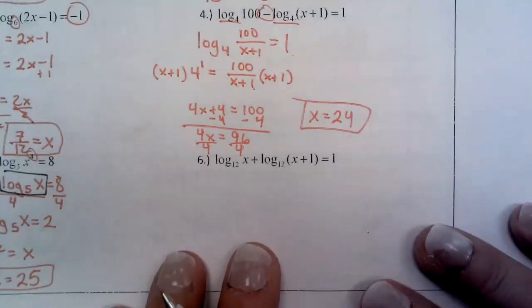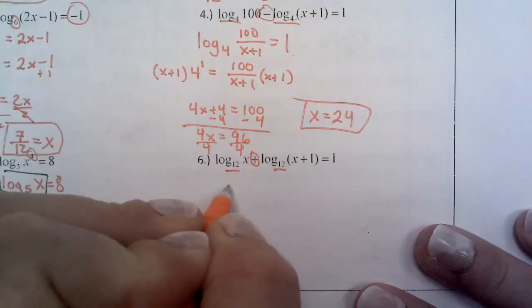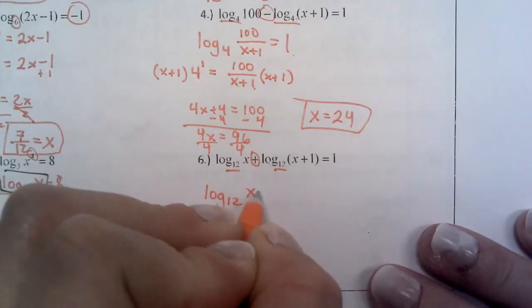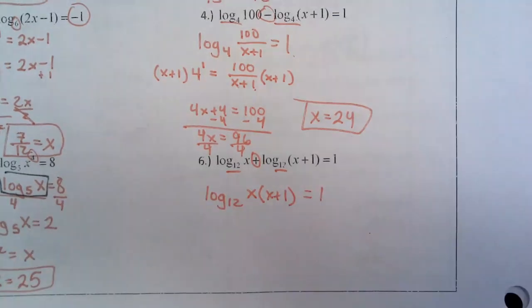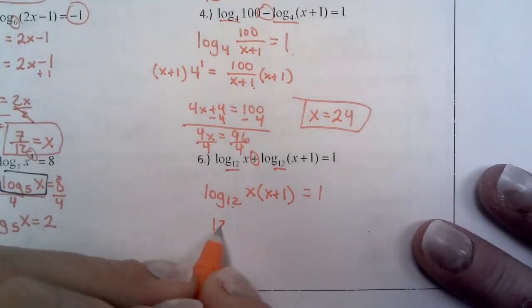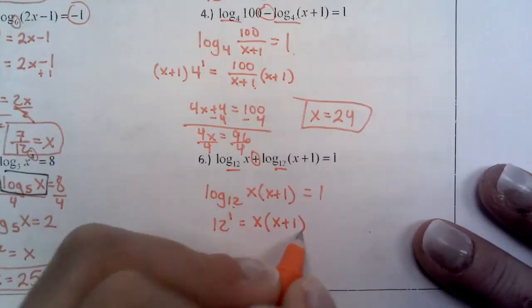Okay, and then our last one here is addition. Same base, and there's an addition sign, which means it's the same thing as x times x plus 1. I'm just going to change it just like I normally would. So it's going to become 12 to the first power equals x times x plus 1.